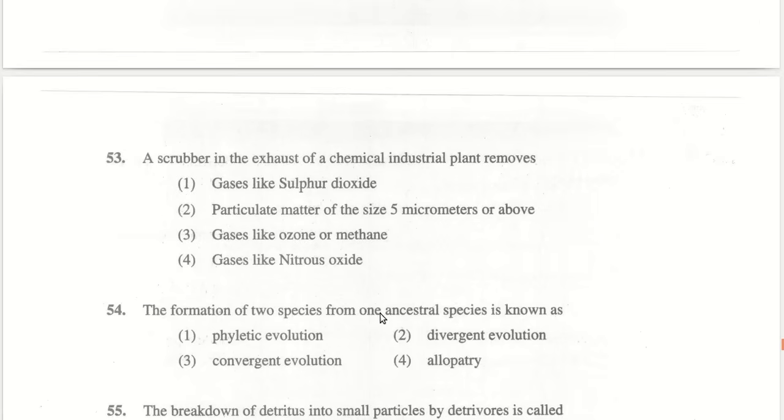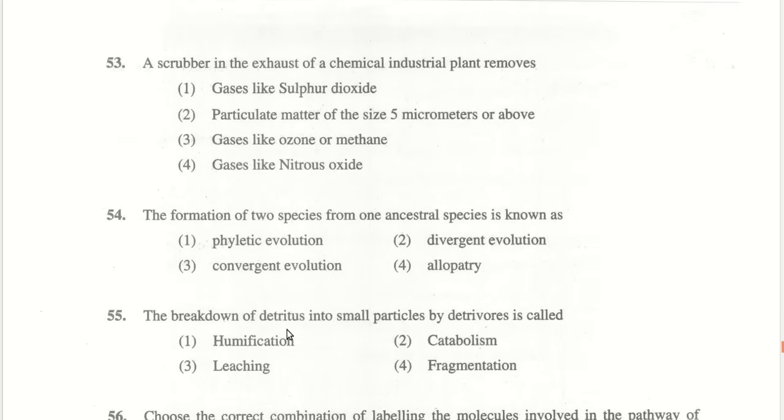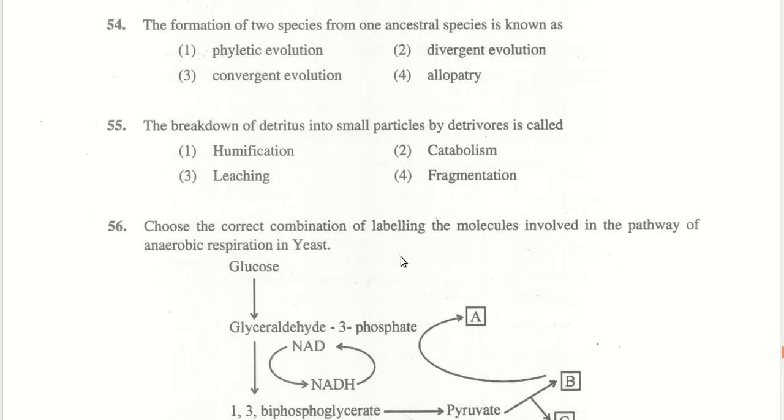The formation of 2 species from one ancestral species is known as divergent evolution. The breakdown of detritus into small particles by detritivores is called fragmentation. So we call that as fragmentation process. 4th one is the answer for 55th.